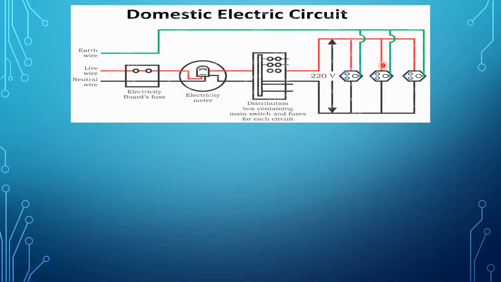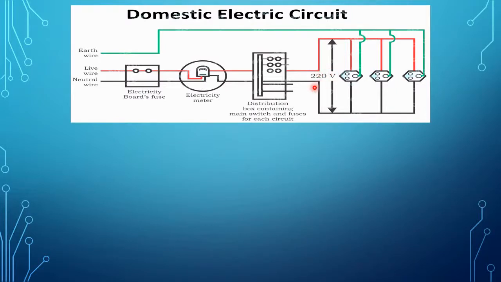In each separate circuit, various appliances are connected between live wire and the neutral wire. The different appliances are connected in parallel, and the potential difference across every appliance is the same. In India, the voltage difference between the live wire and the neutral wire is about 220 volt.